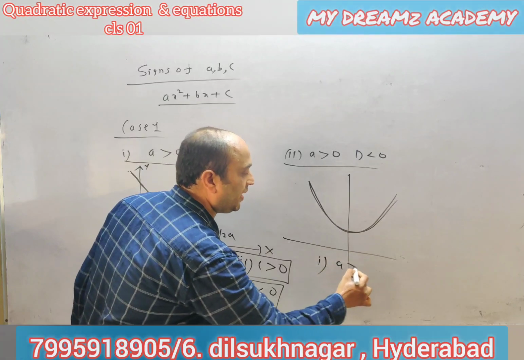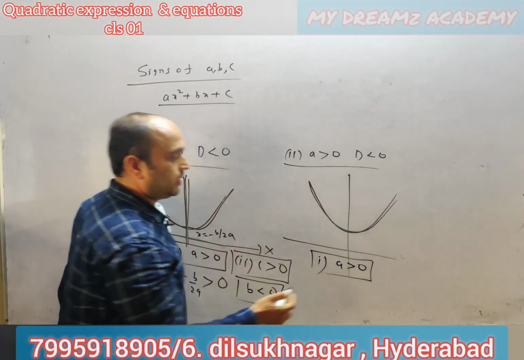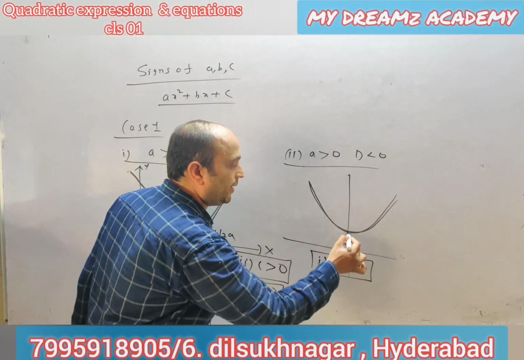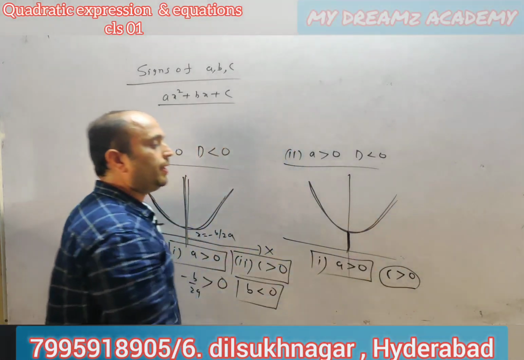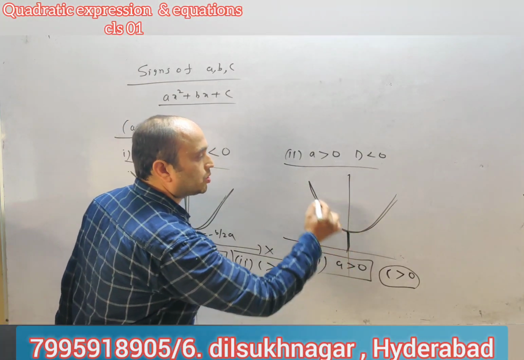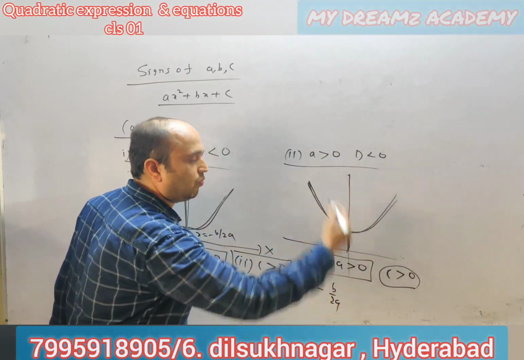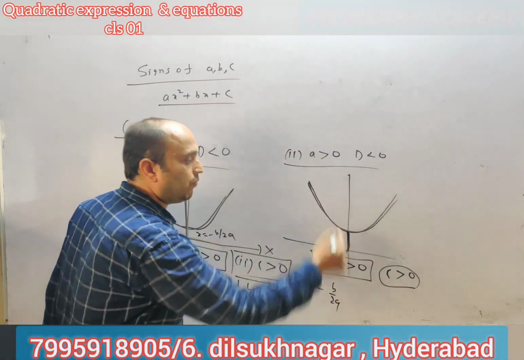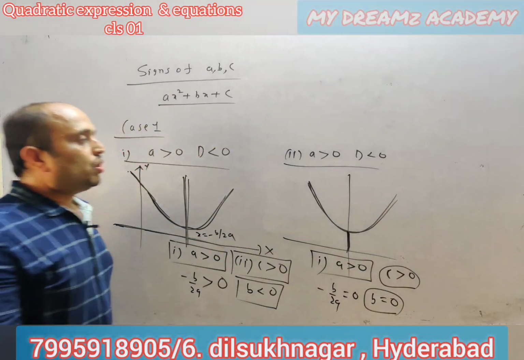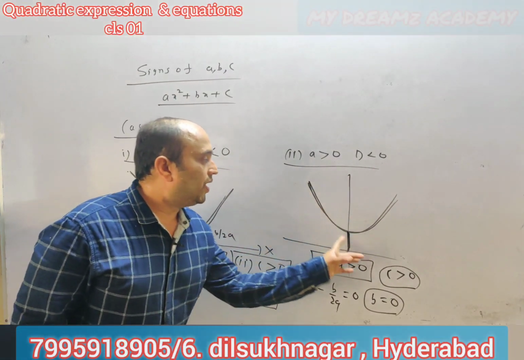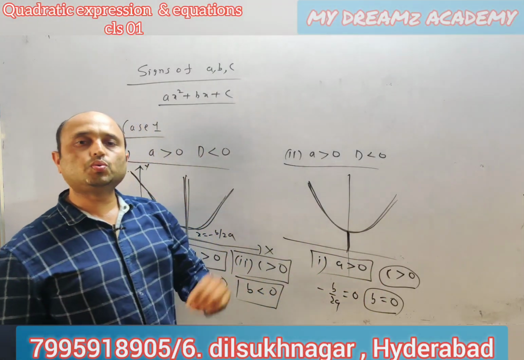Here we already know that a is greater than 0, positive. Next, what about c? This is the y-intercept. C is also greater than 0. What about b? Here x is equal to minus b by 2a, and on the y-axis x is 0. So b is equal to 0. So if the curve lies on the y-axis: a greater than 0, c greater than 0, b equal to 0.